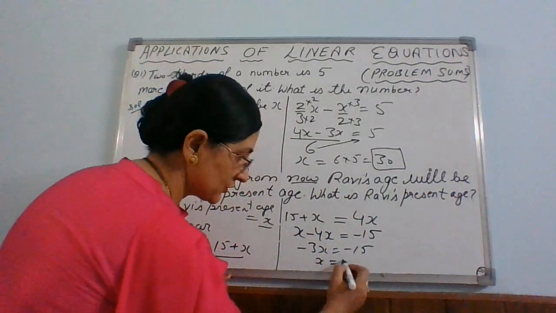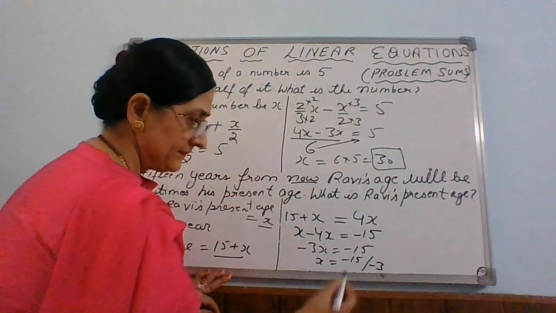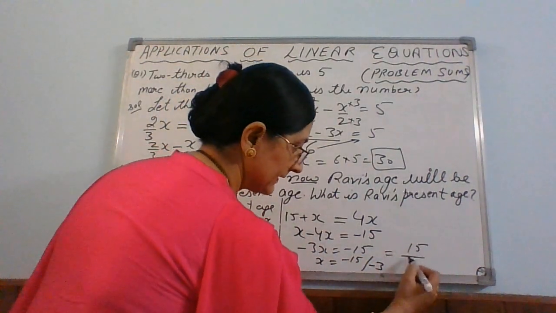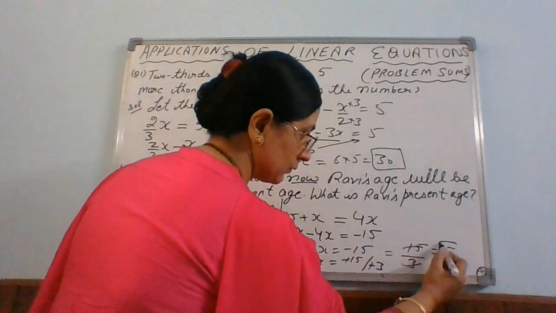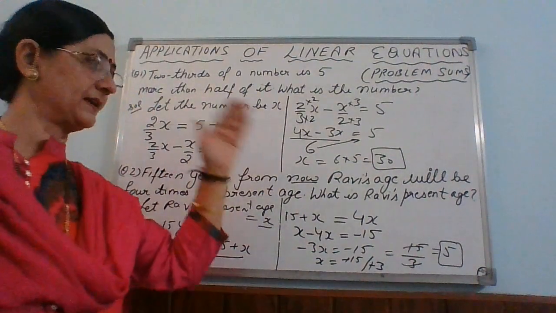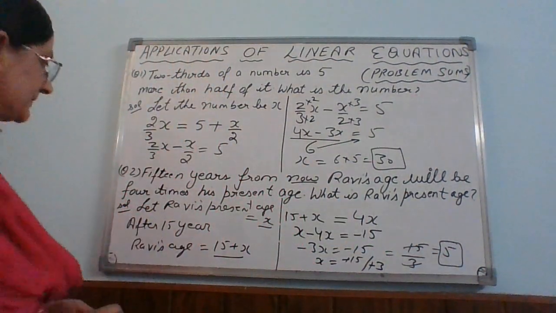Now cross multiplication, in the previous video I have already explained, right? So this means 15 by 3 because the negative cancels and 3 fives are 15. So what is Ravi's present age? That is 5.